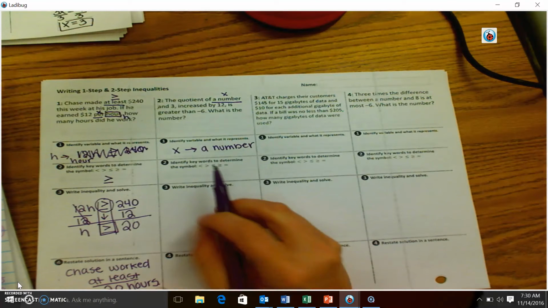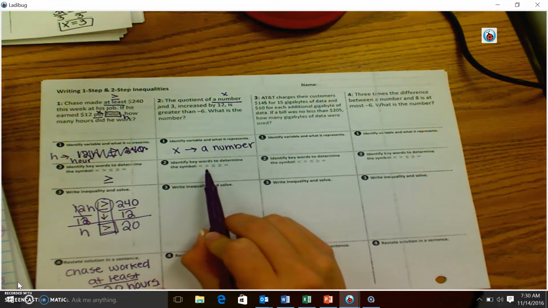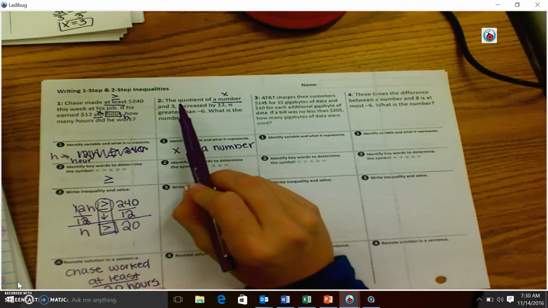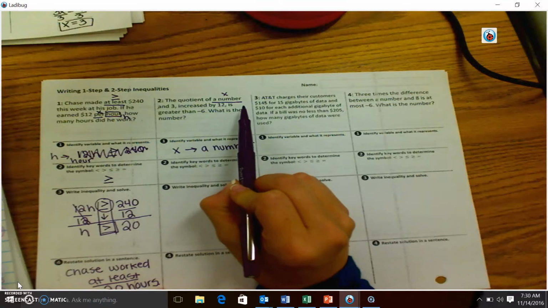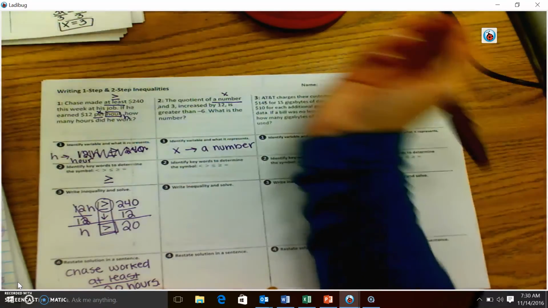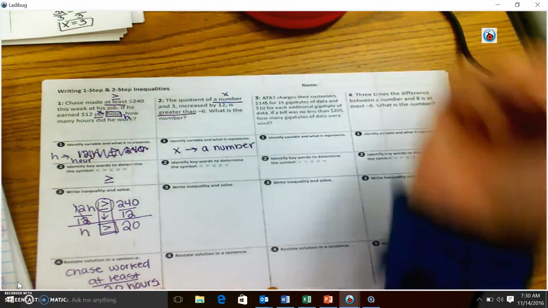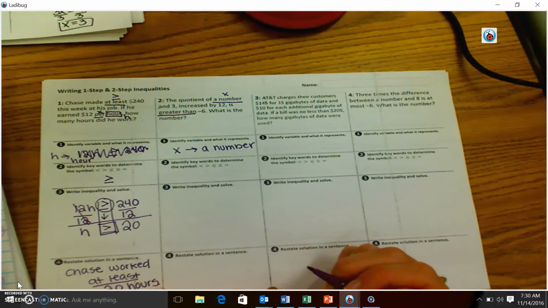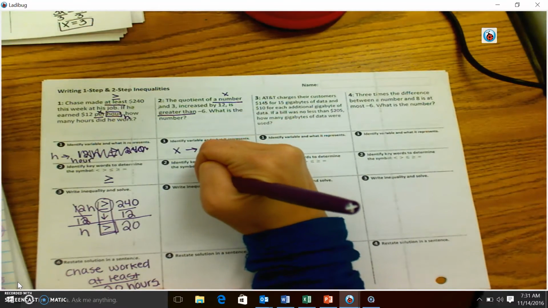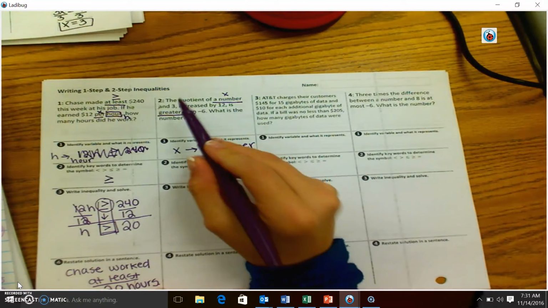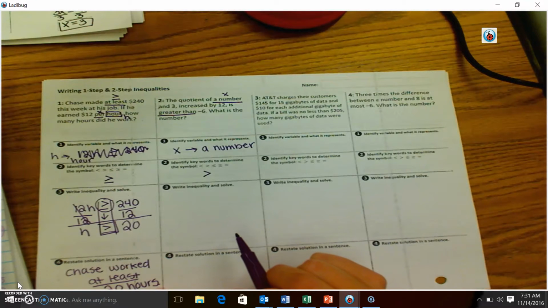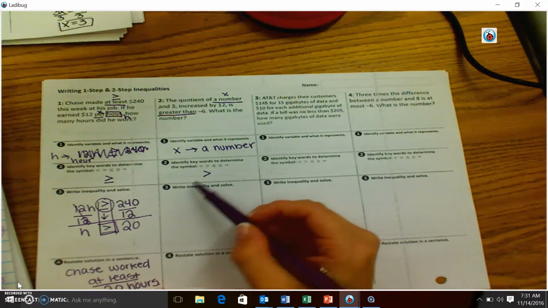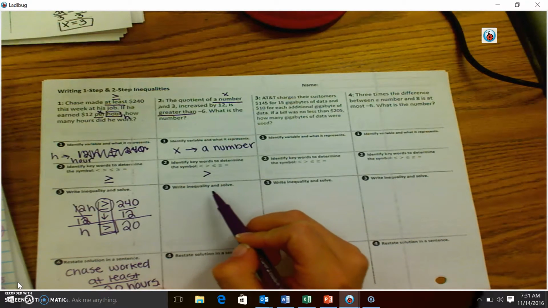Next, we need to identify keywords to determine the symbol. Let's go back in our word problem. The quotient of a number, n3, increased by 12 is greater than negative 6. Our key word here is greater than. And the sign that fits greater than is this. It's not greater than or equal, it's just greater than, so it does not have a line underneath it. Now, pause this video and go ahead and try setting up this inequality and solving it.